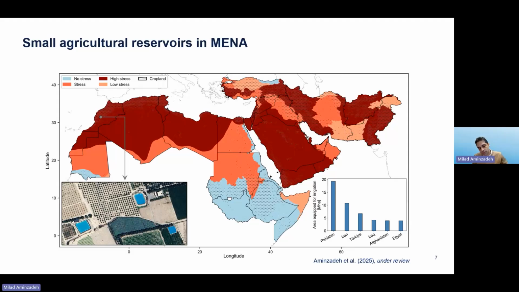Such small agricultural reservoirs might be fed from different sources, for example, from rain and collected runoff water, from rivers and natural streams through agricultural canals, or even, in some cases, we might use the precious groundwater to fill these agricultural reservoirs.